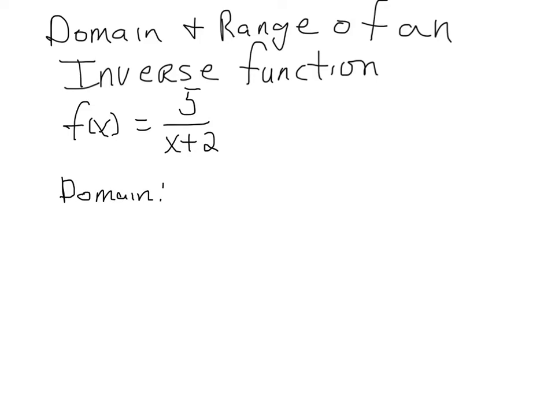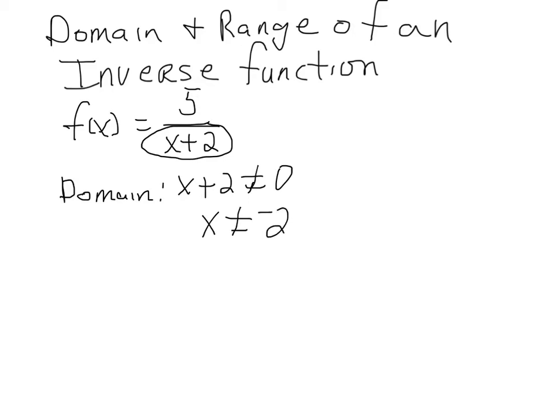Your domain are all the values that x can be. Now as we look at our denominator, where x is located, we know that the denominator cannot be 0 because 5 divided by 0 is undefined. Therefore, x cannot be a number where x plus 2 equals 0. Subtract 2 from both sides, and therefore x cannot be negative 2.